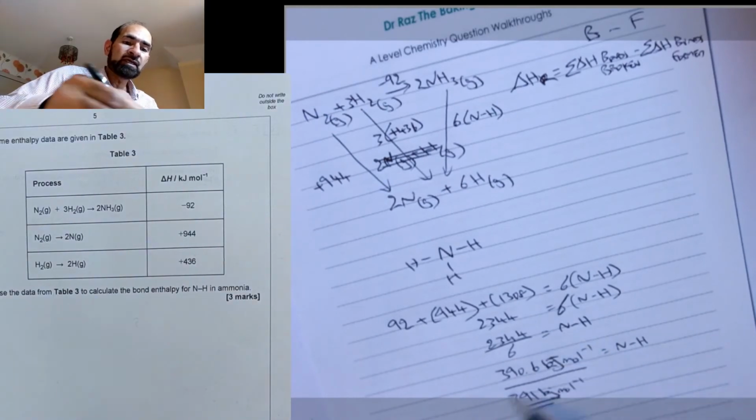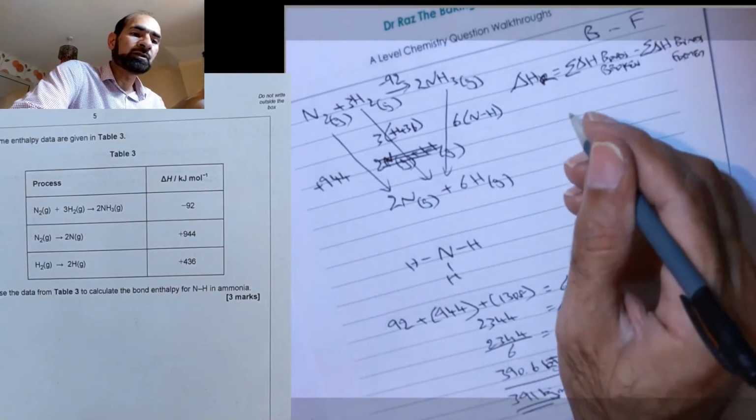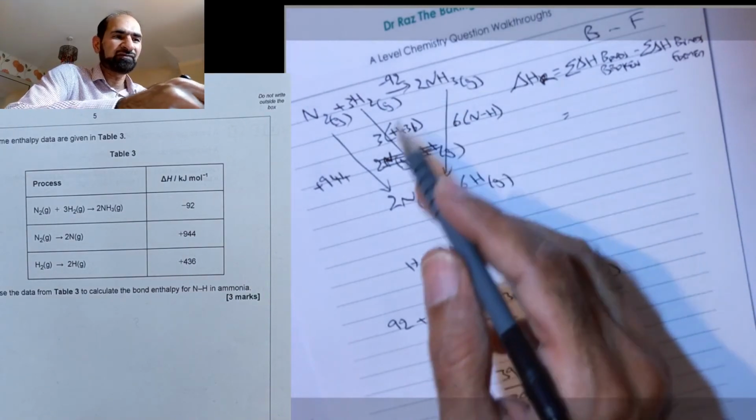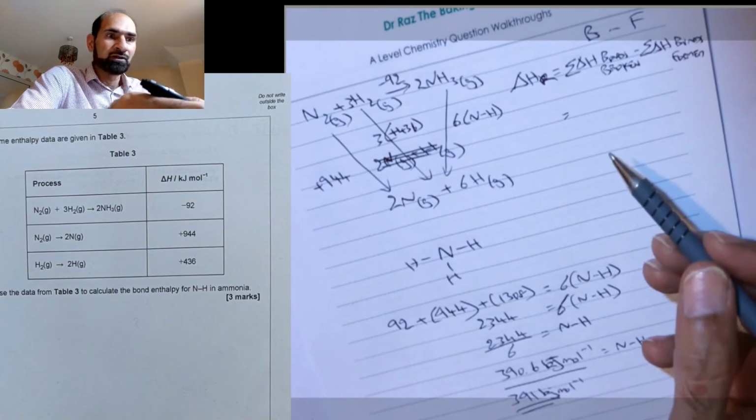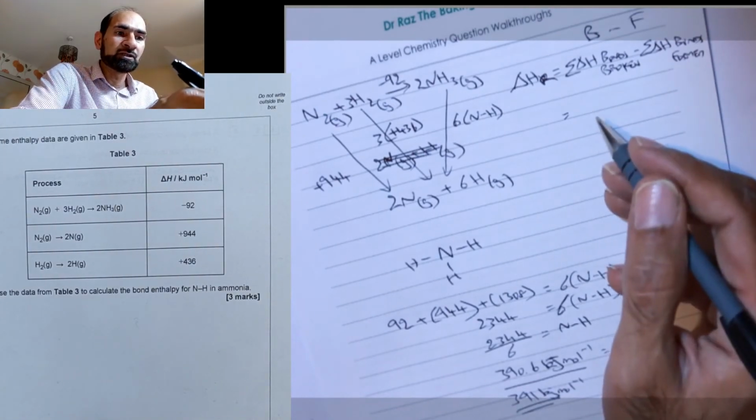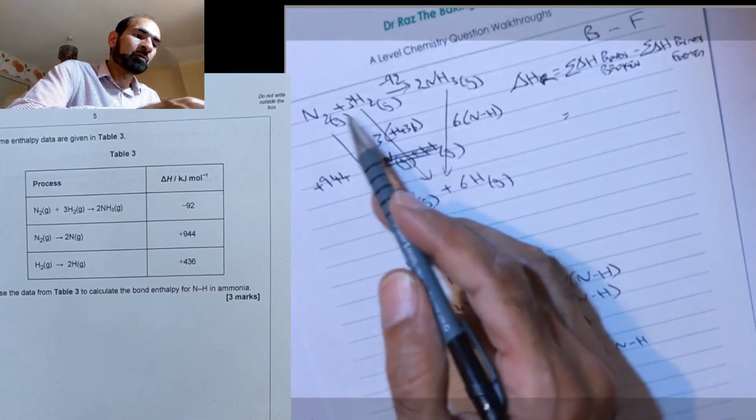Now you could have done this using the formula. So how would you do it? In effect, the method I follow visually is the same as the formula, but this is visual and this is formula. You've got to remember the formula. Bonds broken, adding them all up. So which bonds are broken?